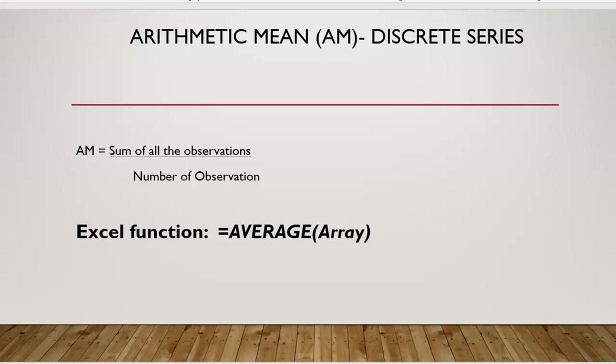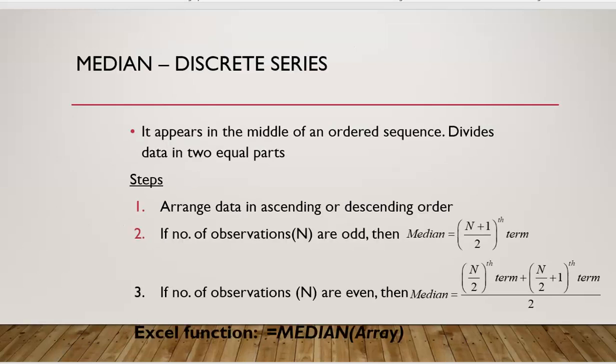Okay, let's move further. Now median appears in the middle of an ordered sequence. Whenever you have to calculate median, step 1 is to arrange the observations either in the ascending order or in the descending order. Suppose we arrange them in ascending order, and if there are an odd number of observations, then the position of median will be, if there are 5 observations, 5 plus 1 divided by 2, that is the third item in the sequence, ascending or descending, will be the value of median.